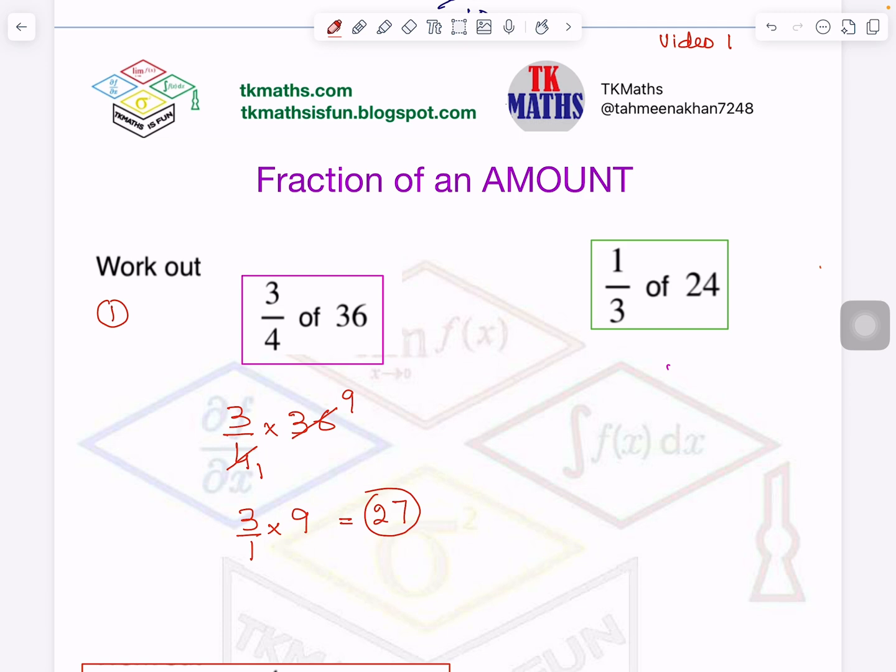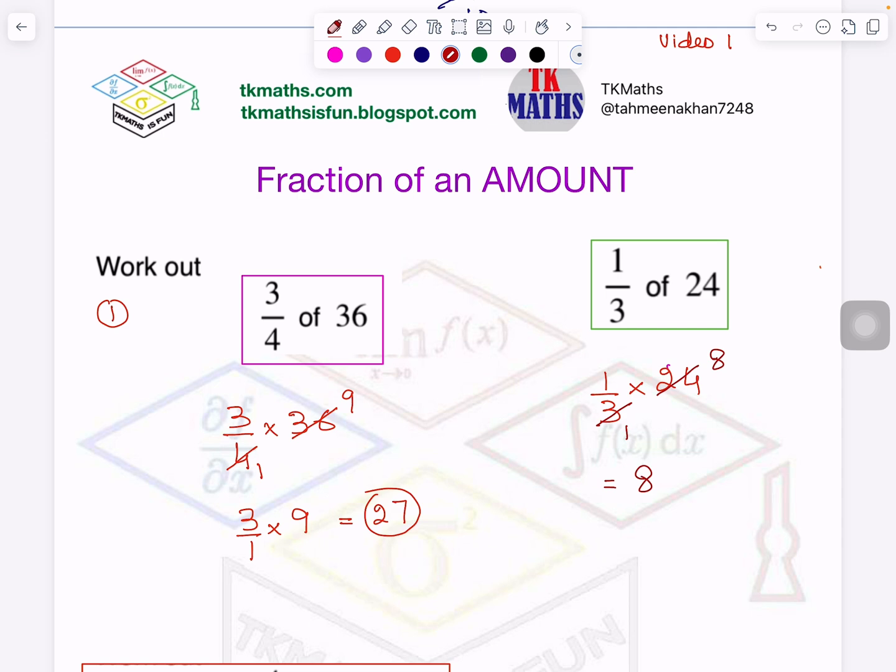Let's see 1/3 of 24. So again, I have 24, for example, pencils, and I want to take 1/3 with me somewhere. How many pencils am I taking with me? 1/3 of 24. Again, you will do cancellation. 3 times 1 is 3. 3 times 8 is 24. So 8 times 1 is 8. So 1/3 of 24 is 8.